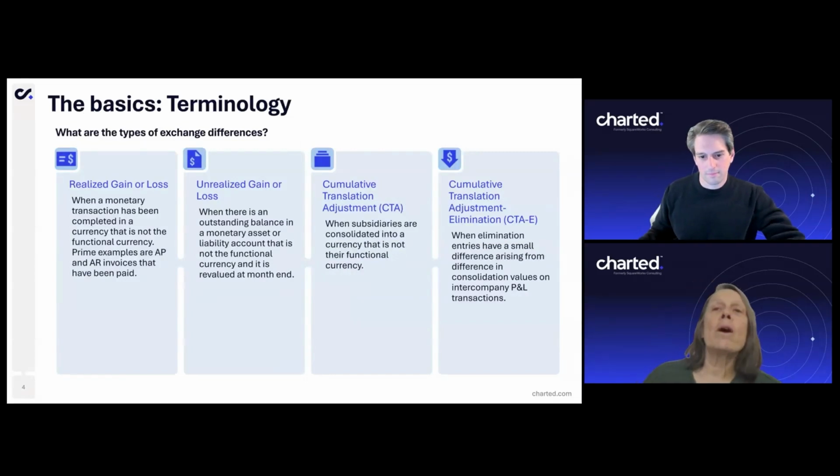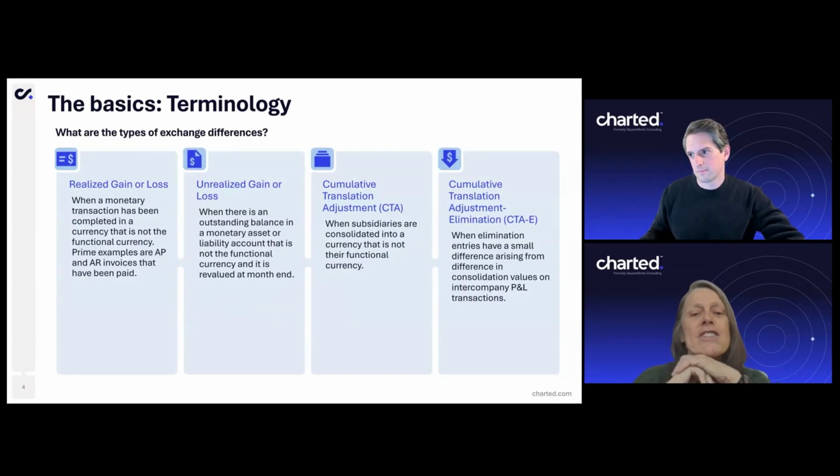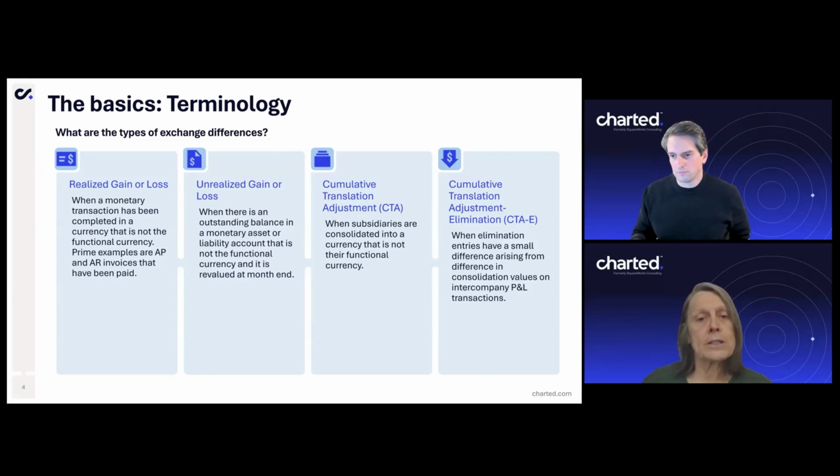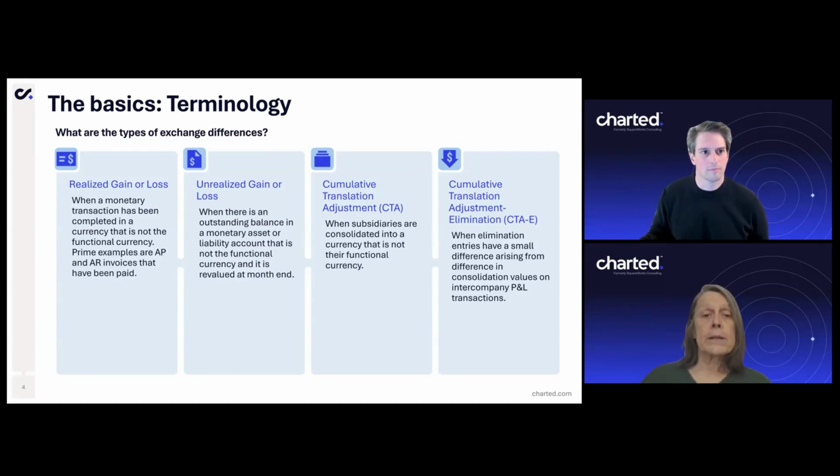All right, so what are my different types of exchange differences? This one's also really important. You have differences that are transaction based and differences that are translation based. So the first two items here, the realized gain and loss and the unrealized gain or loss, are transaction based. That basically means that I have exchange differences arising from transactions that I do in an entity that are in a currency that is not the entity's base currency or functional currency.